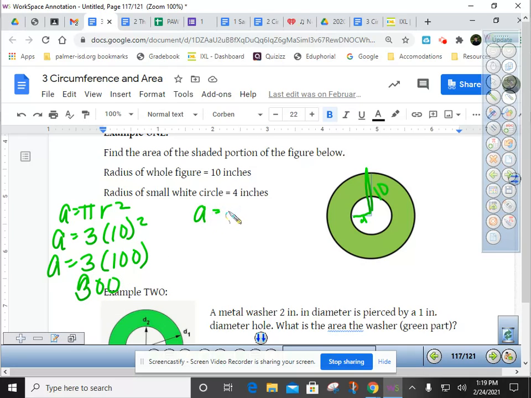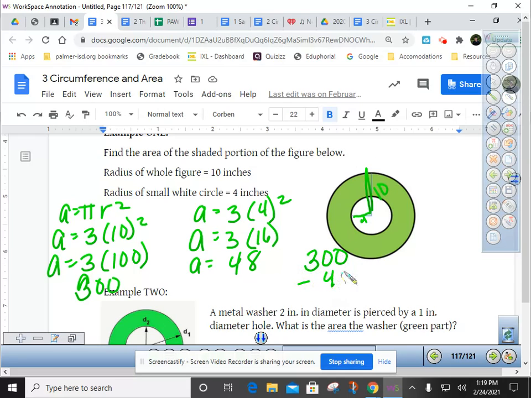Then we're going to have 3 times 4 squared, right? What's 4 squared? 16. And 3 times 16? 48. You simply subtract: 300 minus 48. I was making it a lot harder. It is harder on IXL because you have to use 3.14. I just use 3 here because in the essence of time, we use 3. Y'all good?